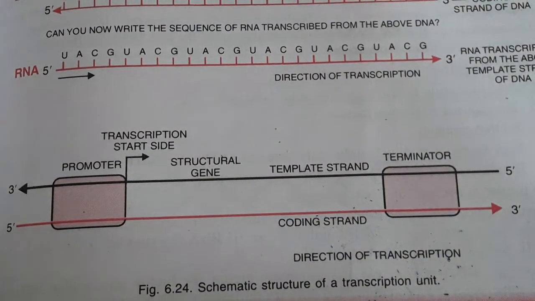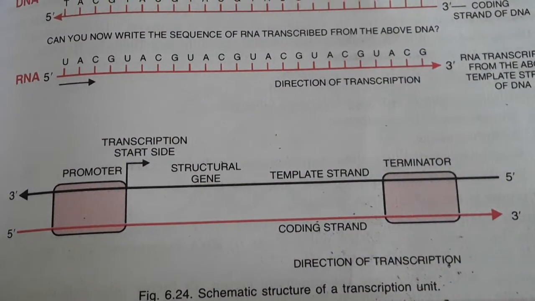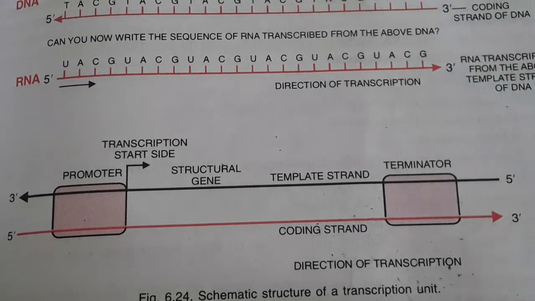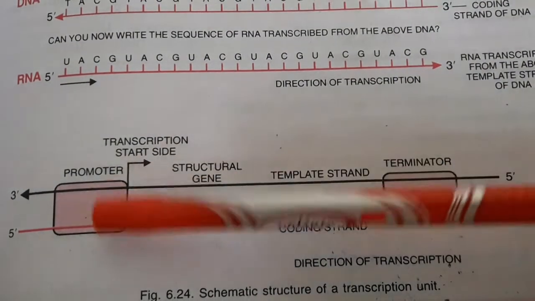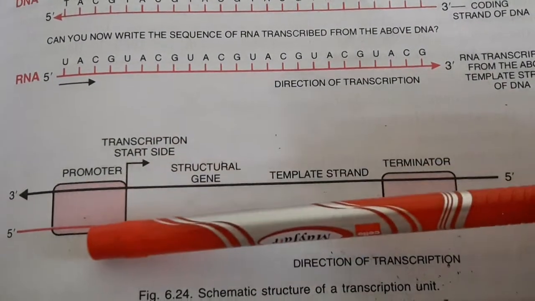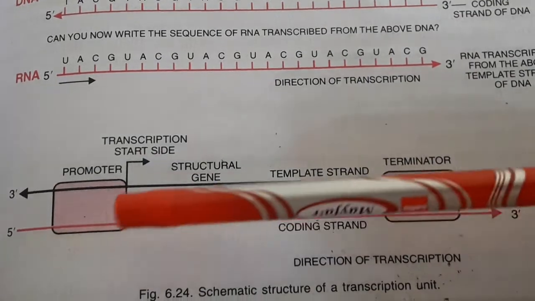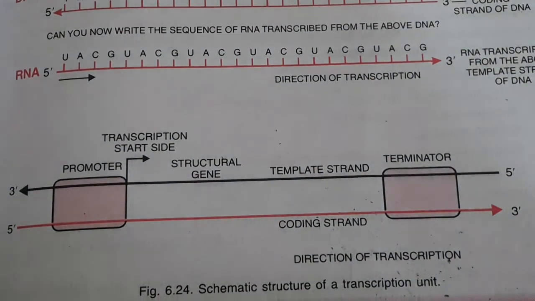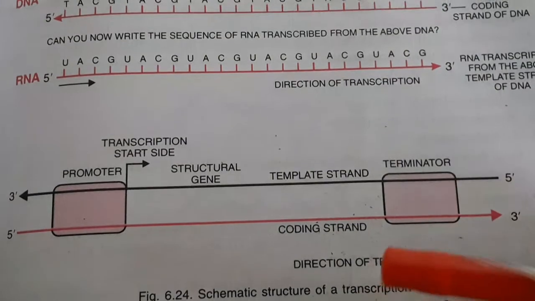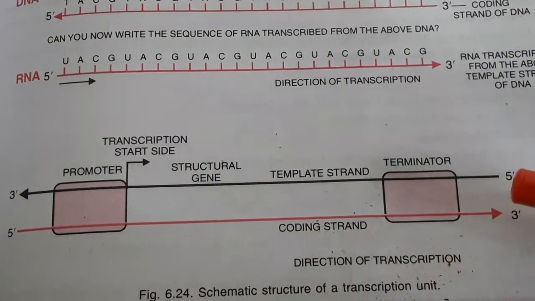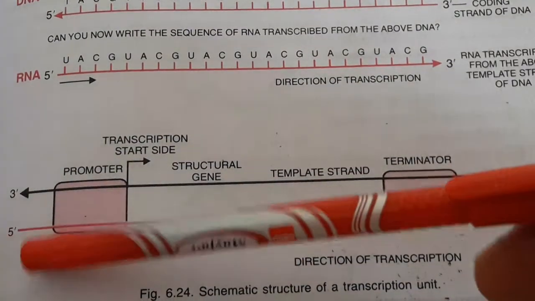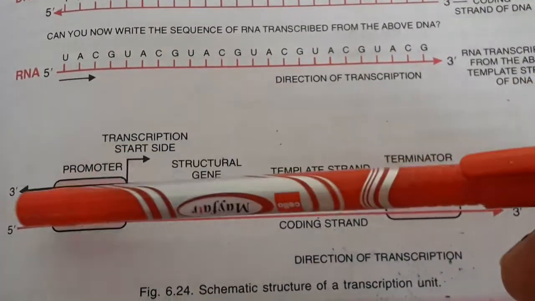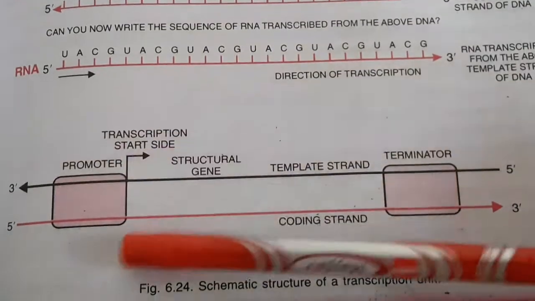Now, this is located upstream of the structural gene. Upstream means, these are the structural genes, these are present here, and the promoter is present to the left of the structural genes. So that is the 5' end of the coding strand and the 3' end of the template strand. So this is the coding strand, here 5' end, and this is the template strand 3' end. So this is the position of the promoter.